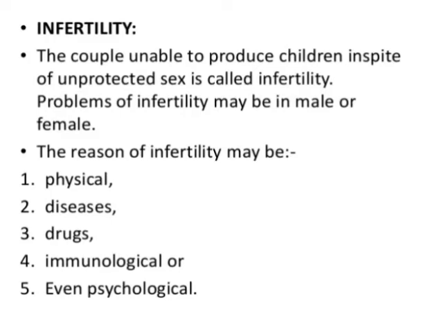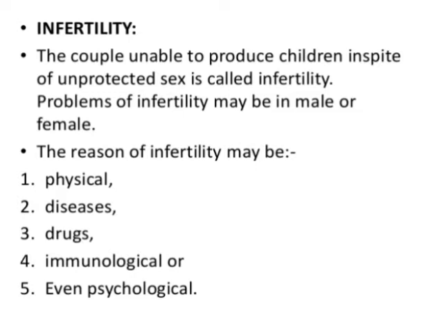Now the next topic is infertility. When a couple is unable to produce children in spite of unprotected intercourse, it is called infertility. The problem of infertility may be in the male or female. These are some reasons for infertility. The reasons include physical reasons, some kinds of diseases, some kinds of drugs, or immunological or even psychological reasons.